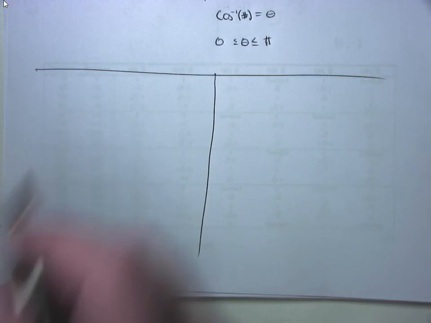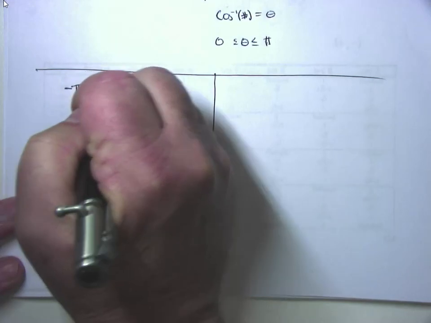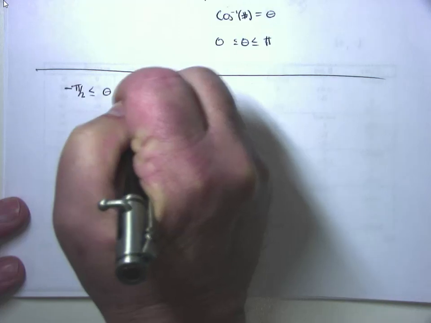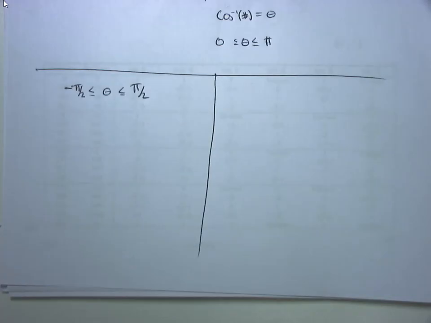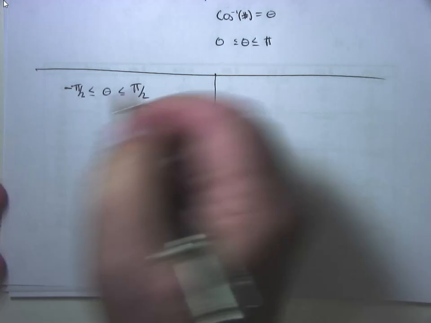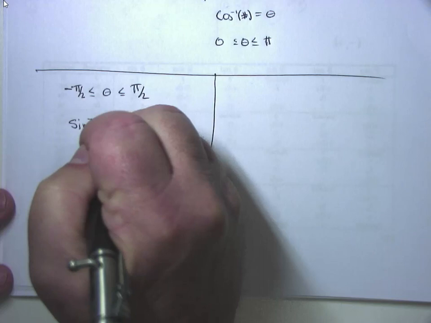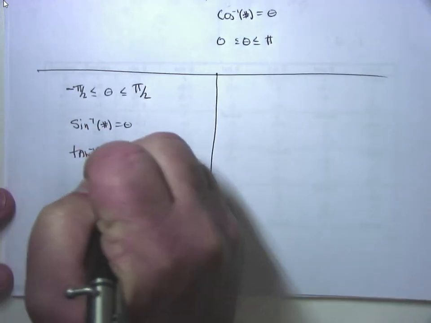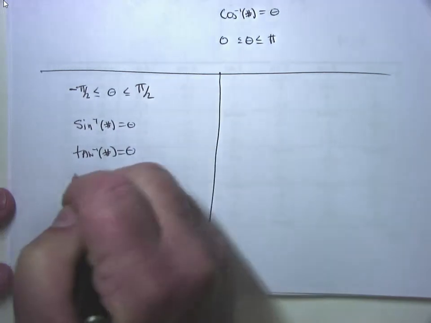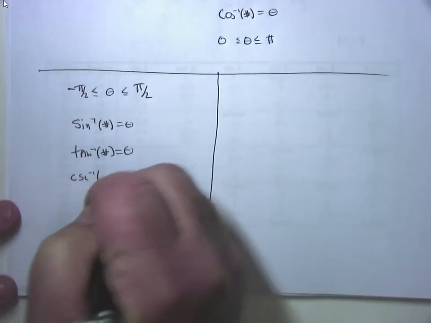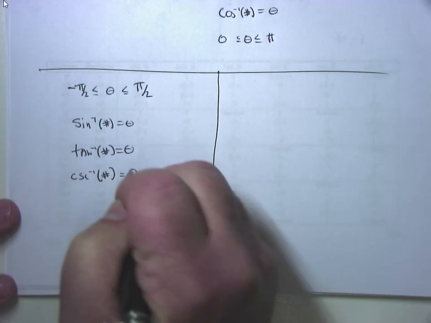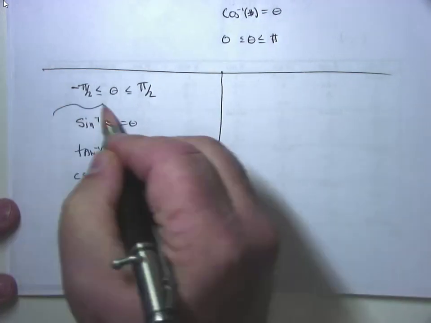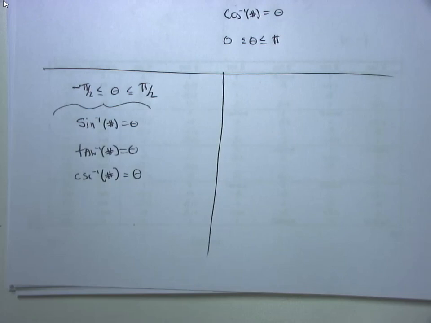When you look at angles between negative pi halves and pi halves, there are 3 trig functions that use this restricted inverse domain. That is the sine inverse of a number equals an angle, the tangent inverse of a number equals the angle, and the cosecant inverse, which is 1 over sine, of a number equals the angle. These 3 inverse trig functions use the restricted domain between negative pi halves and pi halves.